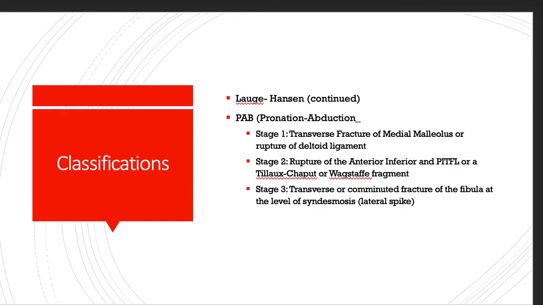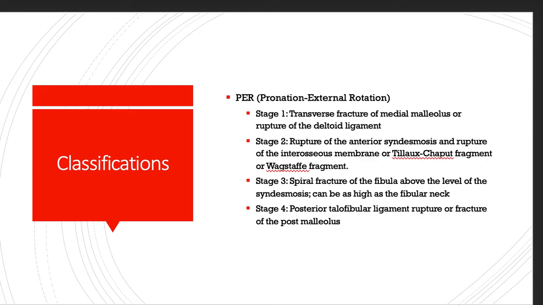Lauge-Hansen continued. We have pronation abduction, also known as PAB. Stage 1 is a transverse fracture of the medial malleolus or a rupture of the deltoid ligament. Stage 2 is rupture of the anterior inferior or posterior inferior tibiofibular ligaments, or a Tillaux-Chaput or Wagstaffe fragment. Stage 3 is a transverse or comminuted fracture of the fibula at the level of the syndesmosis, resulting in a lateral spike. Then we have pronation external rotation, or PER.